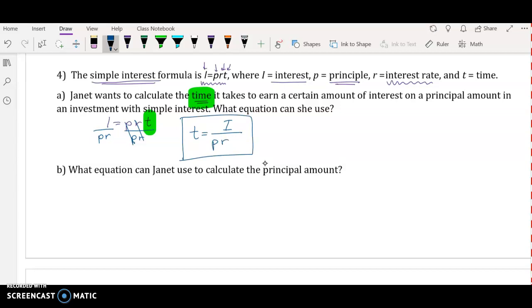For the next one, now we want to take this and we want to calculate the principal amount. Now the principal amount, if we go back to our variables up there, is the P part of this. So we're going to go back to our initial formula, I equals PRT. Now we're going to solve for the principal. So we want to get rid of the rate and the time. To undo the multiplication, we're going to go ahead and divide. So the principal equals the interest divided by the rate times the time.